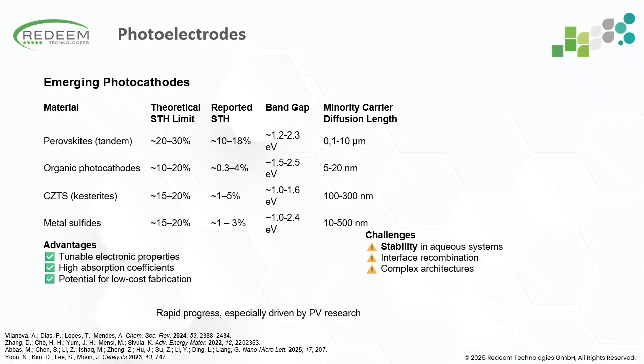Most of these materials still suffer from limited stability in aqueous electrolytes, interface recombination, and they often require rather complex multi-layer architectures to achieve high performance. So overall, emerging photocathodes have potential, but translating their photovoltaic properties into something that is durable remains the key challenge.